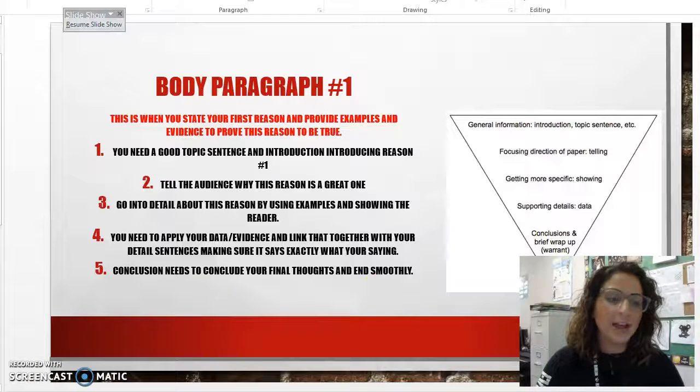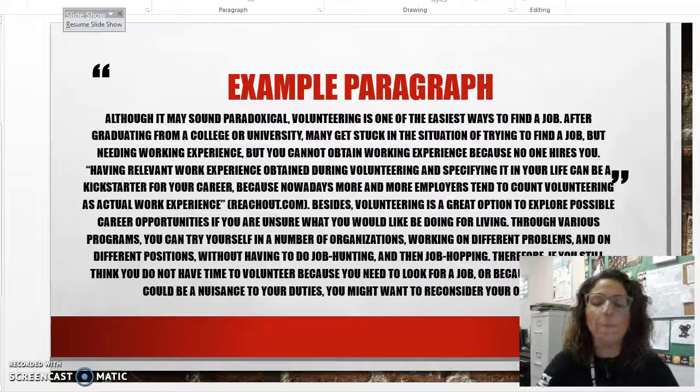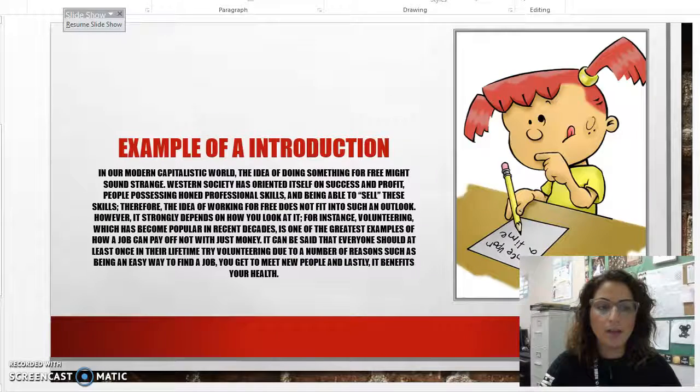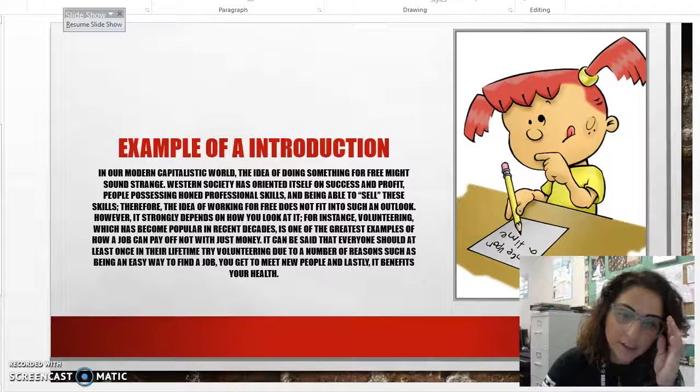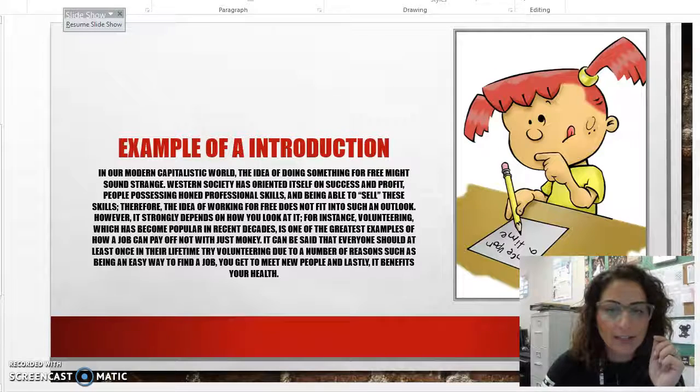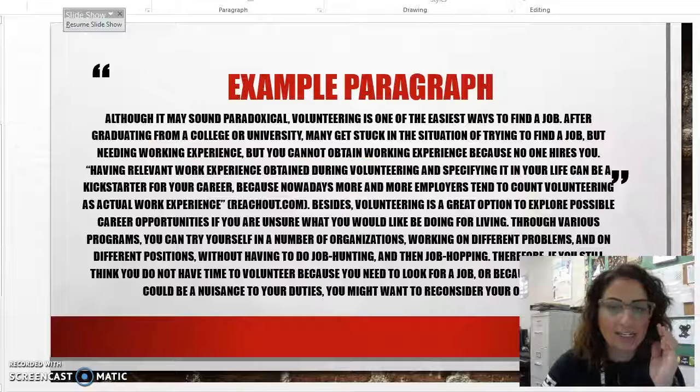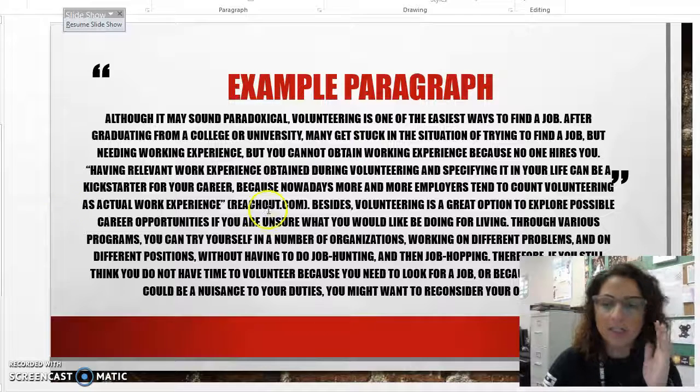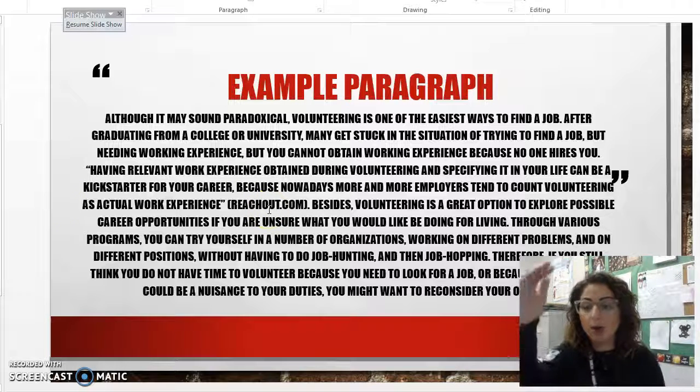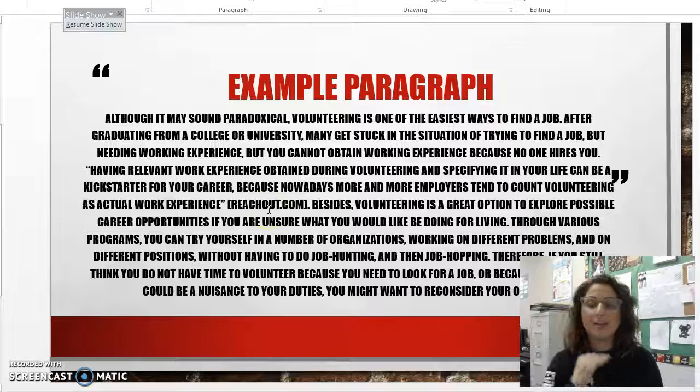Okay? And then we also have an example of a number 1 body paragraph. And for this, it's also talking about volunteering. And when we saw the first paragraph here, the introduction, the first thing they talk about is how it's an easy way to find a job. So this is the first body paragraph, because you go in the order that you stated in your introduction. So they first said easy to get a job, so we're going to talk about first it's easy to get a job.